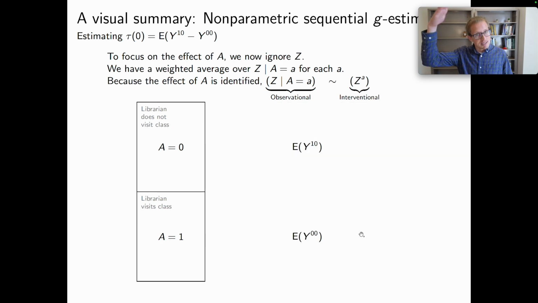And so we can simply take the simple average of all those predicted outcomes, and we end up with two estimates. We have our estimate of the expected value of the outcome under treatment and prevention from visiting the library, and our outcome under no treatment and prevention from visiting the library. The difference between these potential outcomes is the controlled direct effect, the effect of having the librarian visit your class if we prevent you from visiting the library.